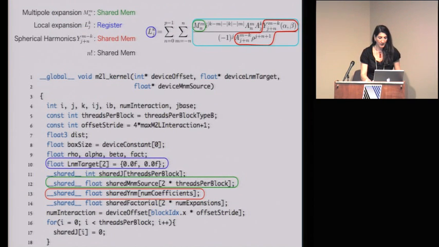So you can see here where the different variables are declared to be in shared memory. The ones that are the green, say the multiple expansions, are in shared memory. The spherical harmonics, these are calculated also in shared memory. The local expansions are in the registers. And all of this is explained in detail in the GPU Gems.